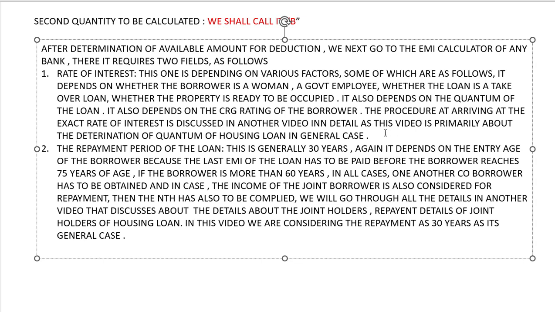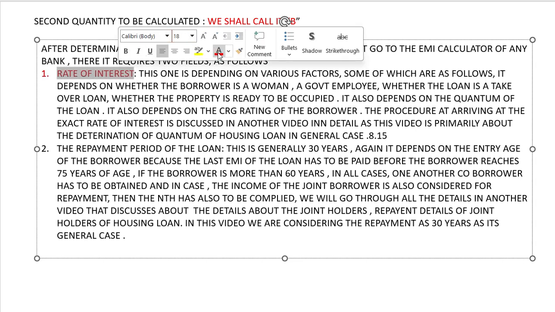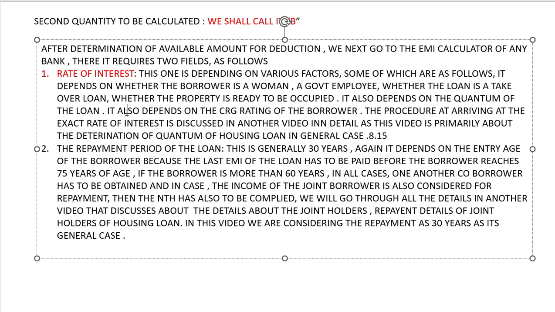For now, let us put some random value for the rate of interest. We may put 8.15 or whatever we take, for the sake of calculating the quantity B, that is, the one which depends upon the net pay, which we are discussing right now.